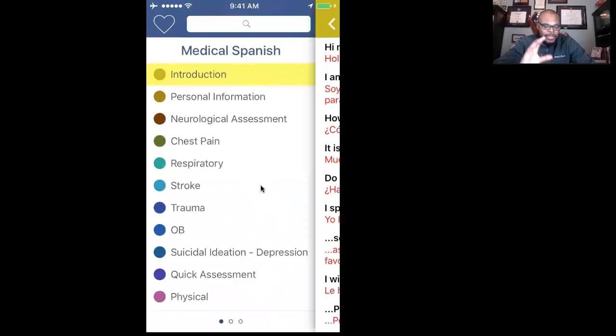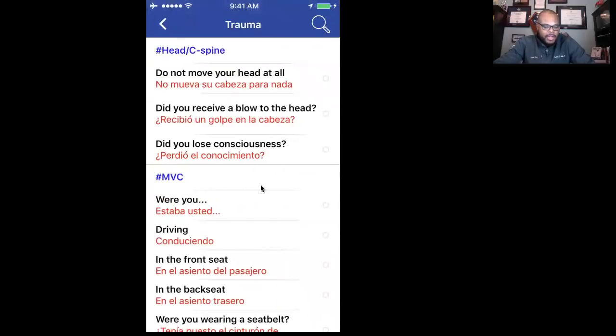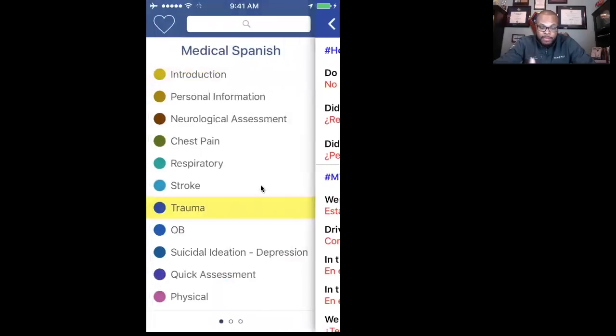The next one, especially here in San Antonio, a lot of people speak Spanish, and I speak muy poquito español. So that was probably terrible. I'm sorry if I offended anyone, but I know enough Spanish to do my exam. So this app here, it breaks it down by different systems.